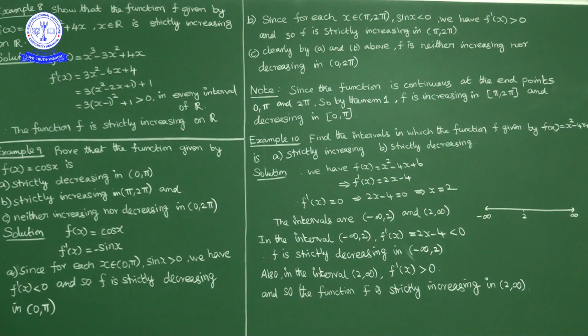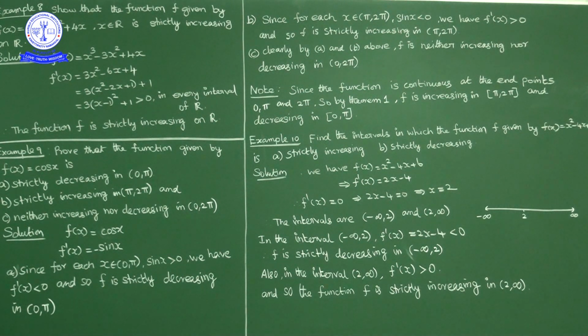Now consider any number below 2, in minus infinity to 2. An easy number is 0. If x is 0, f dash of x is minus 4. So f dash of x is negative in the interval minus infinity to 2. As f dash of x is negative there, f is strictly decreasing in the interval minus infinity to 2.